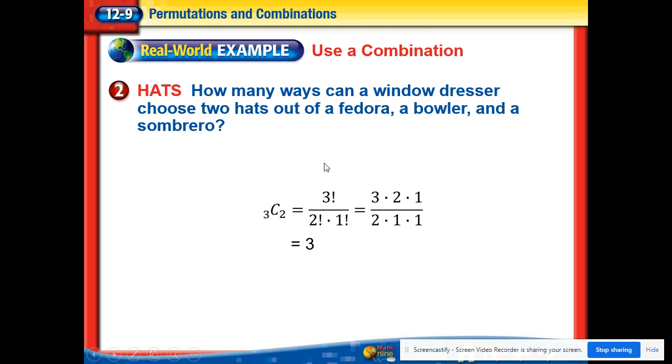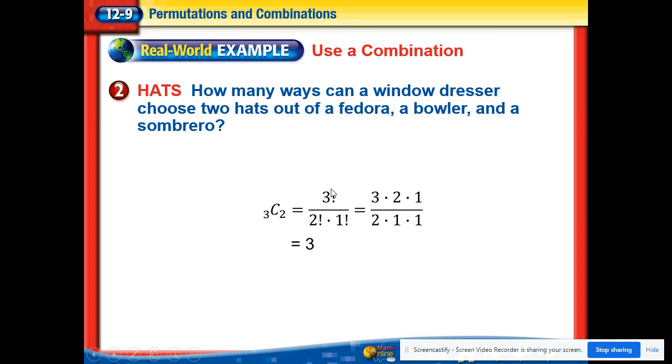All right, now we have a combination. How many ways can a window dresser choose 2 hats out of a fedora, a bowler, and a sombrero? It doesn't matter what the order is here, so that's why we switch to the combination. So what's the formula for the combination? It's 3 different hats, and we want 2 of them.